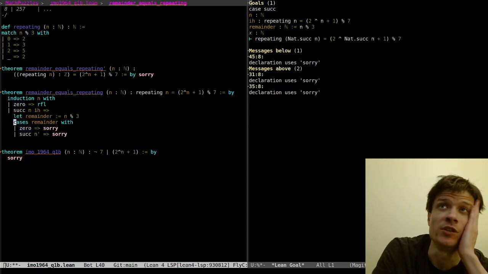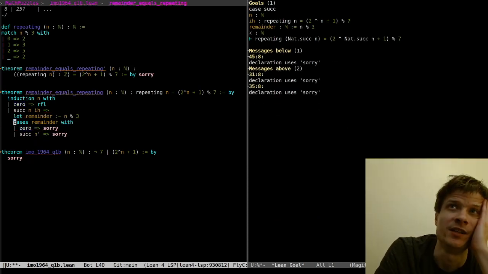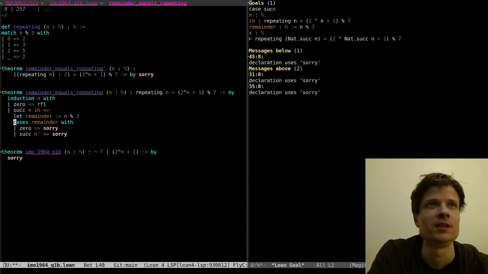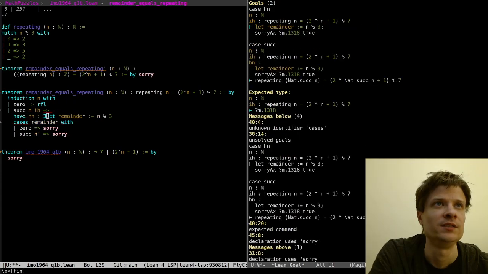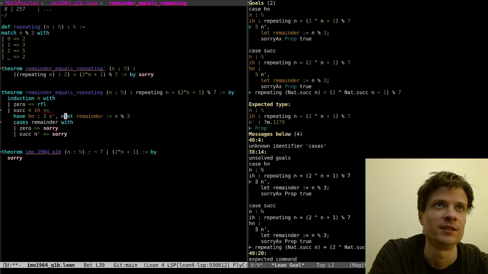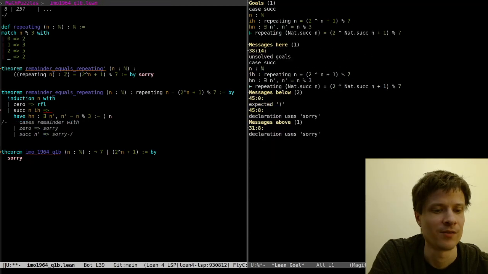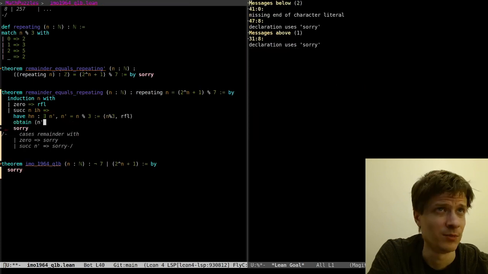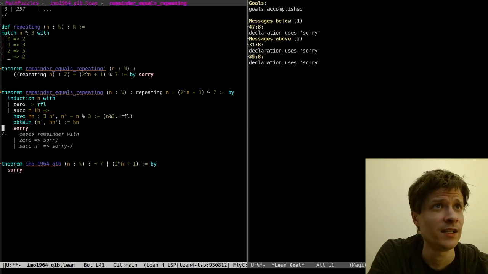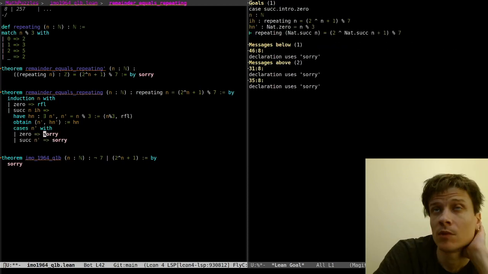I'm just struggling with how to set this up so I can case analyze on n mod 3. What I know how to do, this is completely ridiculous, is have exists n' such that n' equals n mod 3. That n' is just n mod 3 itself. Unpack this at n', and then can I say cases n'? Yeah, I think this gives us what we need.